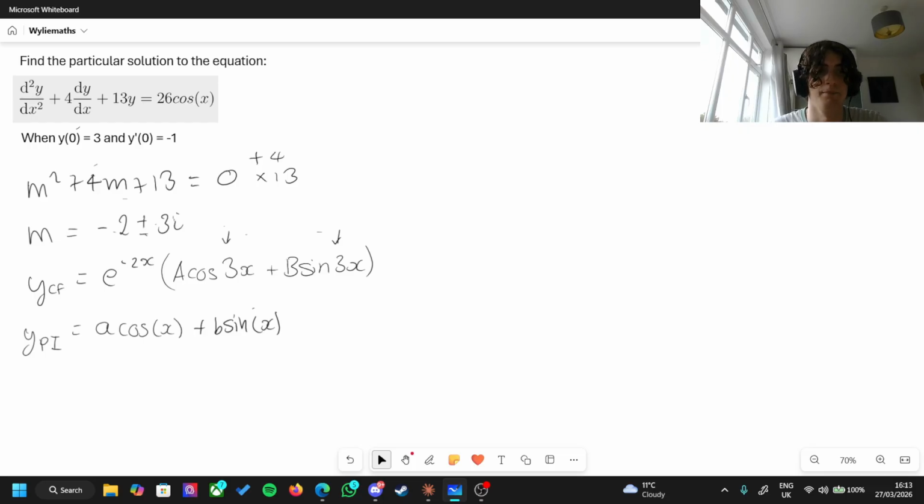final particular integral. So then we can find the first derivative of our particular integral. So this is going to be: cos differentiates to minus sine, so this will be minus a sine x. Sine differentiates to cos, so this is plus b cos x.